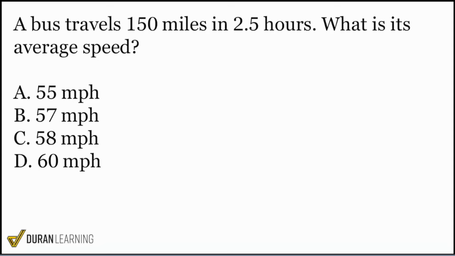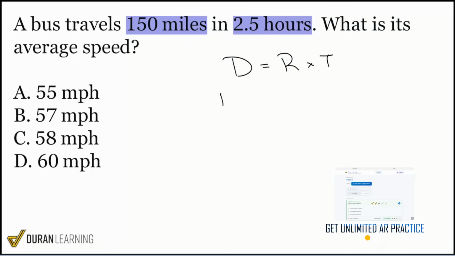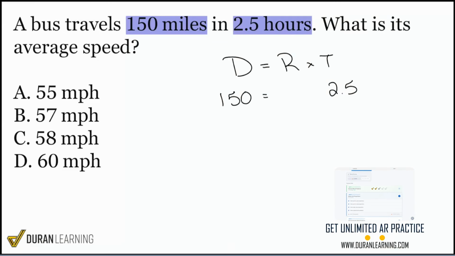And I notice that I have a distance right there, 150 miles. And I also notice that I have a time frame, 2.5 hours. So given that I have a distance and I have a time, but I'm looking for rate, hey, I have everything I need to set up my formula. Distance equals rate times time. I have 150 miles for distance, 2.5 hours for that time, and I'm looking for the rate.